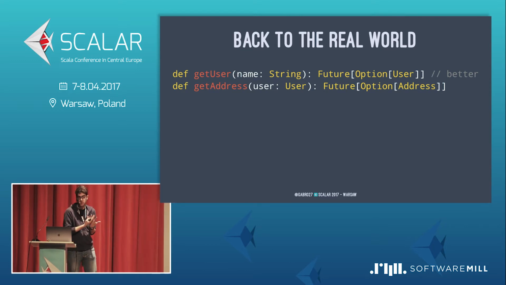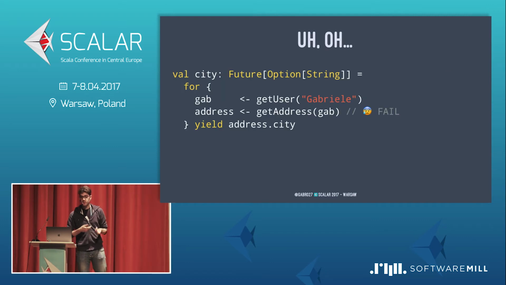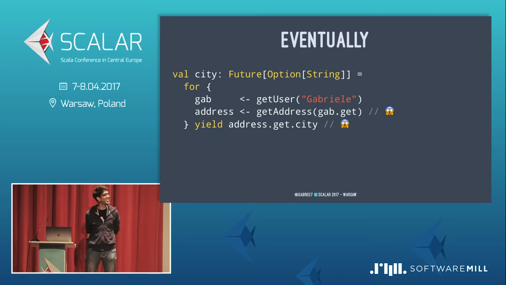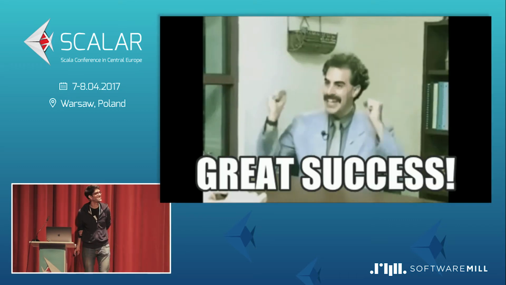So this is actually what you would have done in your code base more reasonably, so this is a more real-world example. So now you do the same thing and it fails miserably because the getAddress function wants a user, and Gab here is not a user anymore. It's an option of a user. You cannot just pass it down like this, right? Damn, I need to ship this code tomorrow, so it's going to be like this. And we're done, right? Success, yay.